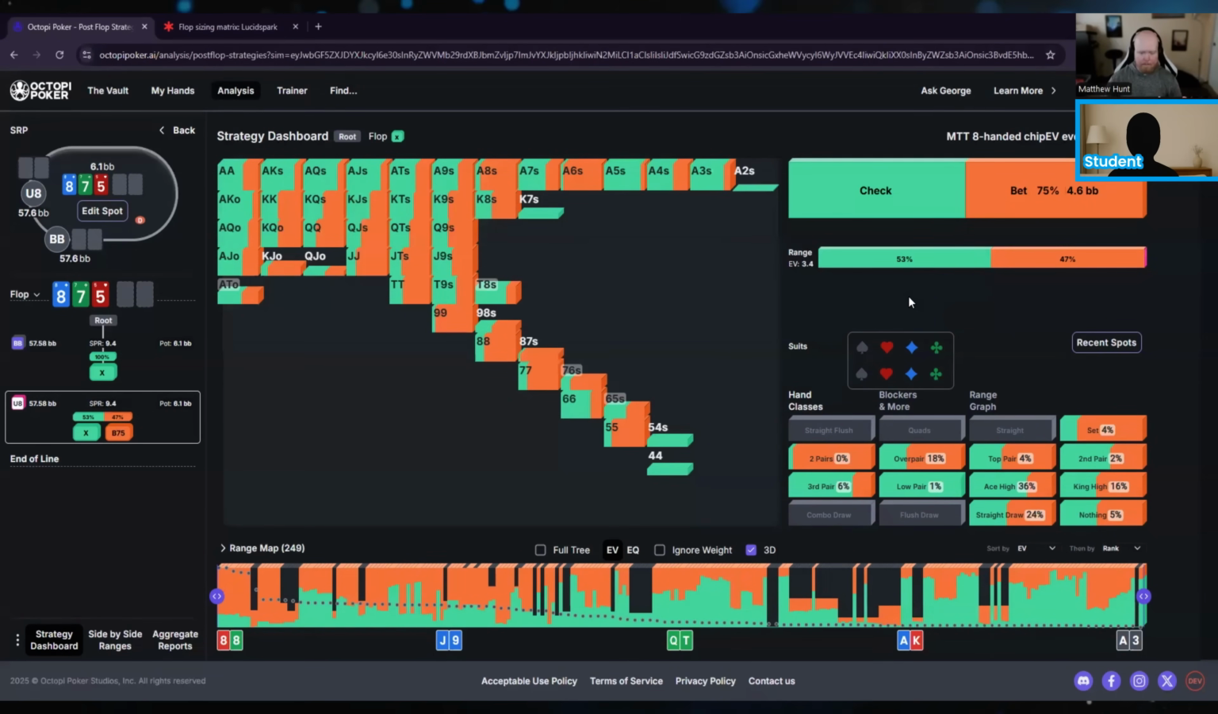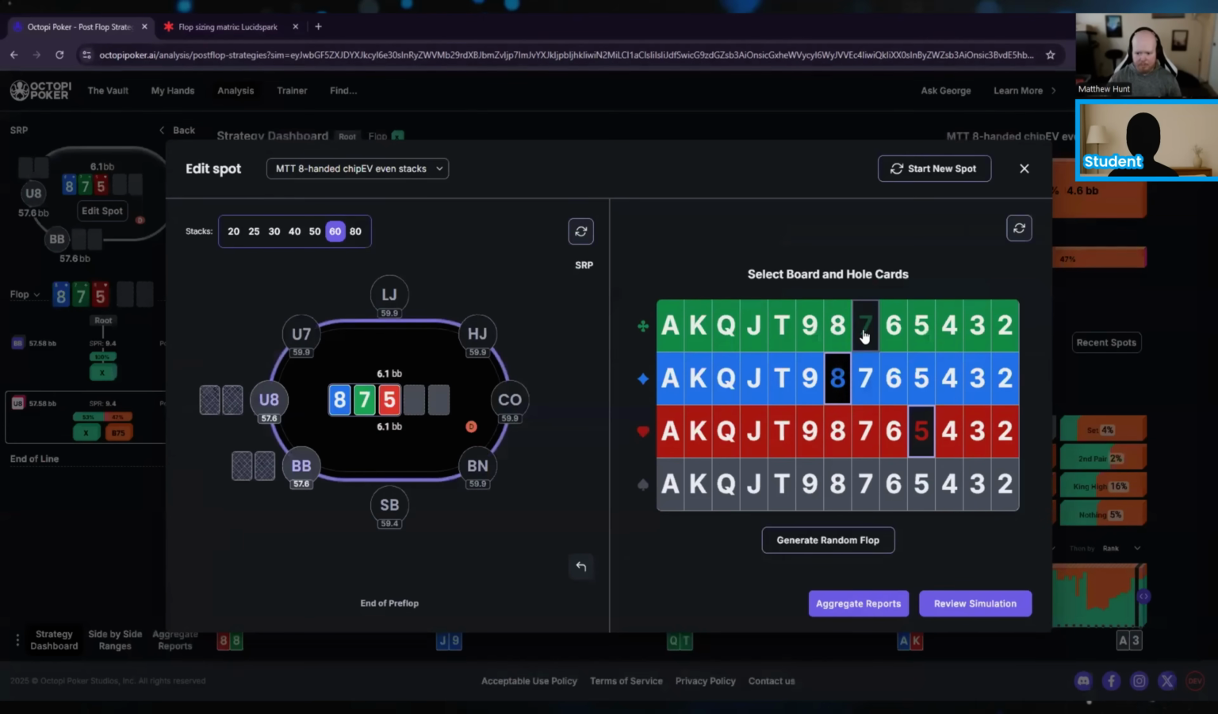Okay, cool. So let's do a few more. Let's go through some more boards, and we'll just practice implementing this. Let's generate a random flop. Okay, the random flop that got generated is Jack of clubs, 10 of spades, 7 of spades. What do we think about this one?